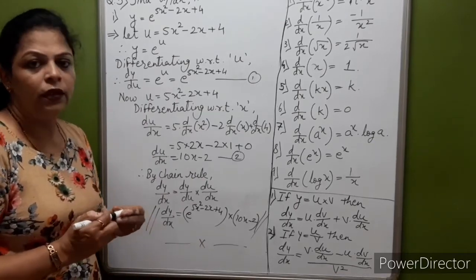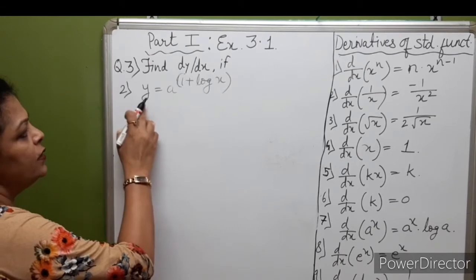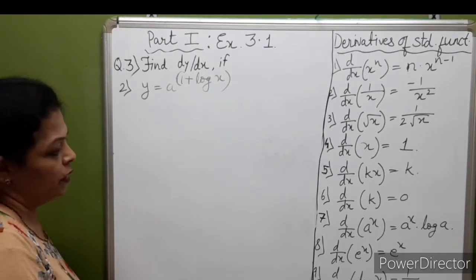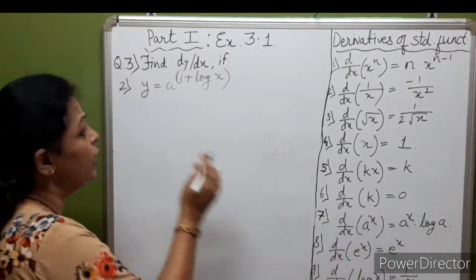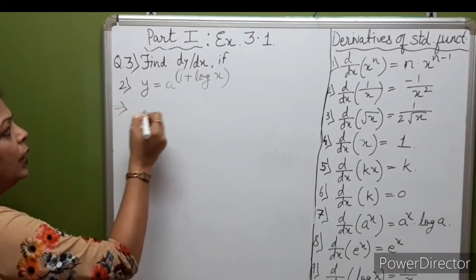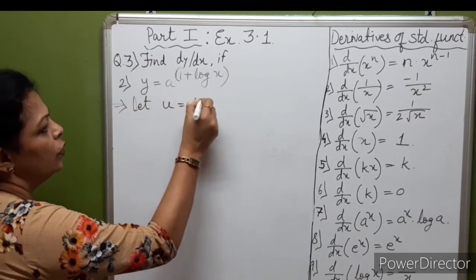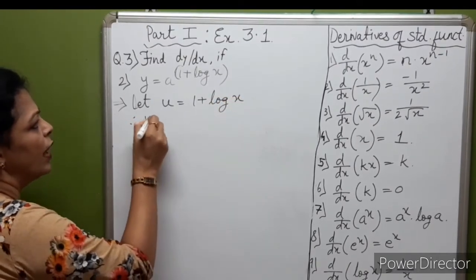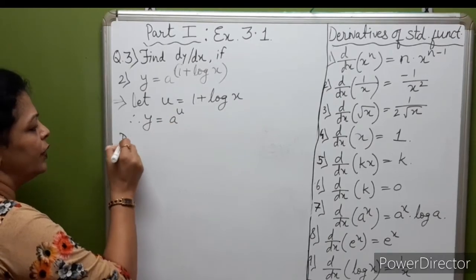Okay. Let's start with the second sum. Now see the second sum. y is equal to a raised to 1 plus log x. Now our standard form is a raised to x, correct? So we'll assume let u is equal to 1 plus log x. So your y becomes a raised to u. Now differentiate.